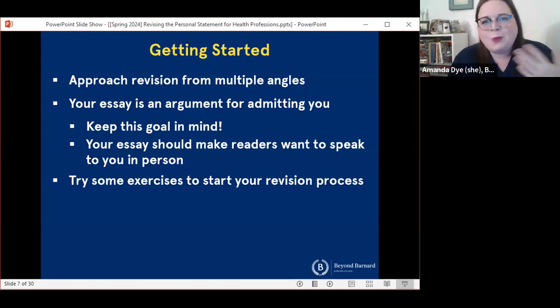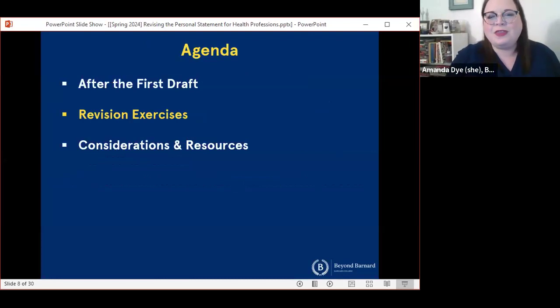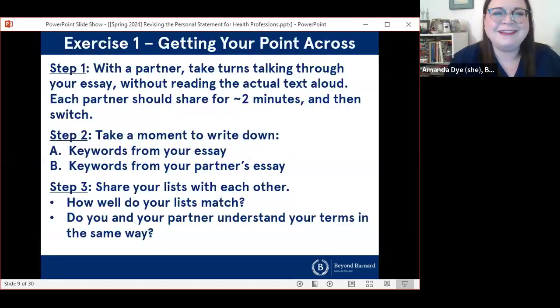So what I want to talk about in the next section is really how do you go about this, right? What are some ways that you can actually start a revision process? Where do you begin? So with that, we'll talk a little bit about a few different exercises. As I said, I'm going to talk you through all of these. The first one is an exercise that you do need to do with a partner, but you can find a partner outside of the context of today.